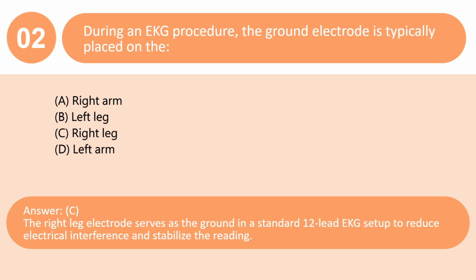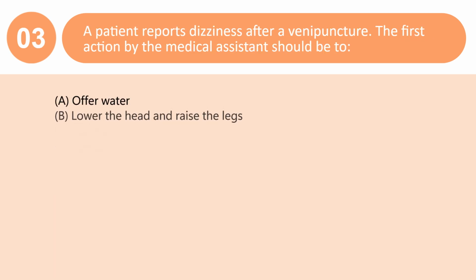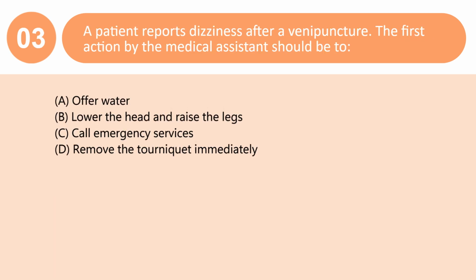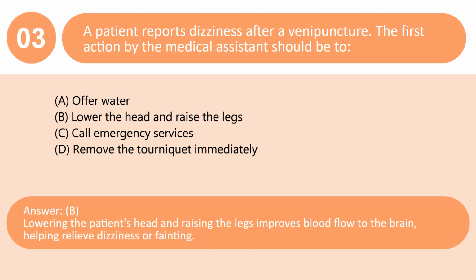and stabilize the reading. A patient reports dizziness after a venipuncture. The first action by the medical assistant should be to A. Offer water. B. Lower the head and raise the legs. C. Call emergency services. D. Remove the tourniquet immediately. Answer: B. Lowering the patient's head and raising the legs improves blood flow to the brain, helping relieve dizziness or fainting.